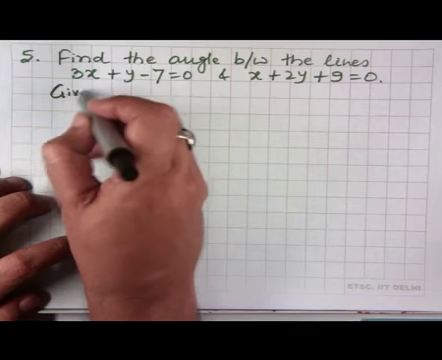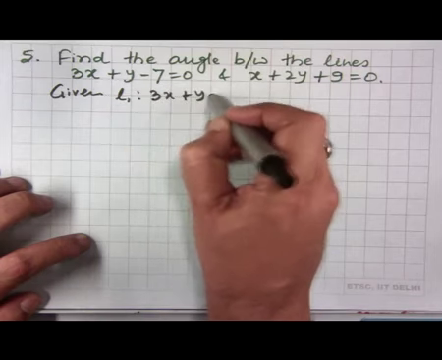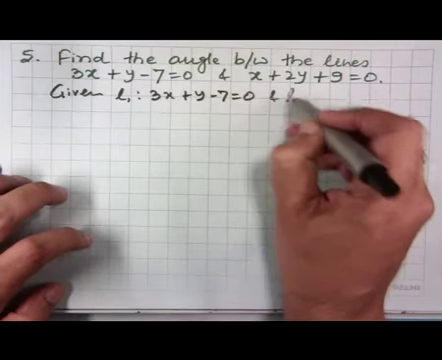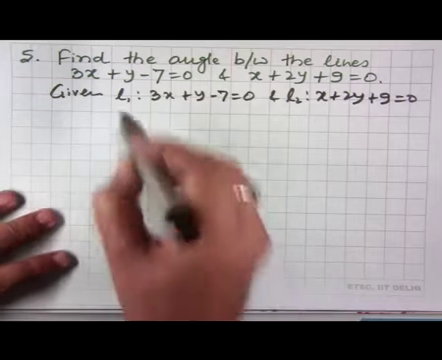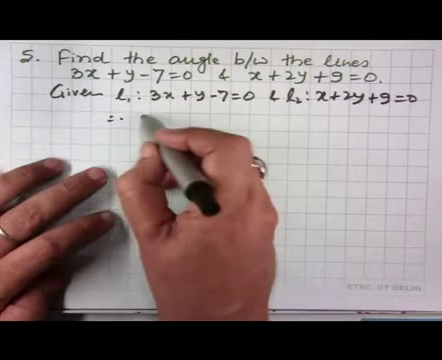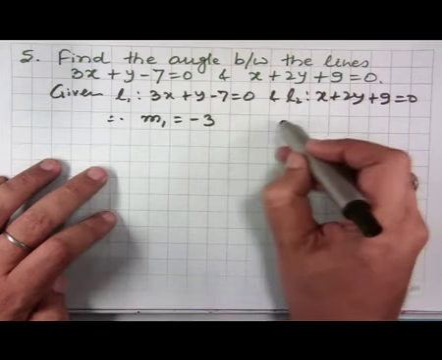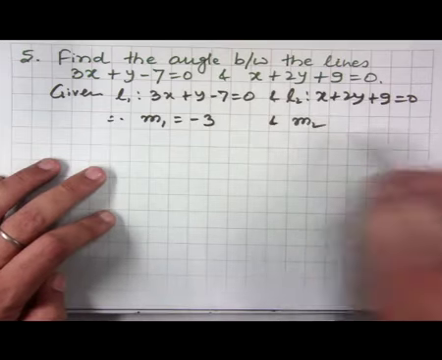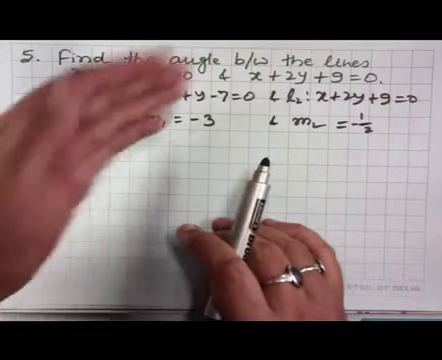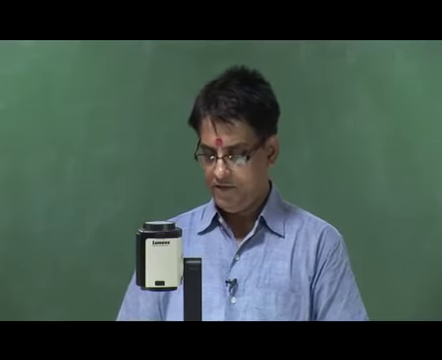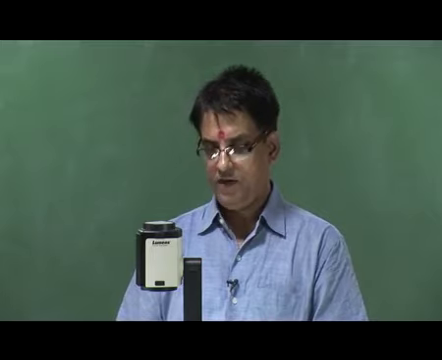So given L1, line 1 is 3x plus y minus 7 equal to 0 and L2 is x plus 2y plus 9 equal to 0. So slope is what? m1 is equal to minus 3 and m2 is equal to minus 1 by 2. We just reduce these two equations in slope intercept form and we'll get the values. The purpose of this problem is how to reduce and get the values of m1 and m2. And when we get the values of m1 and m2, then it is very easy.